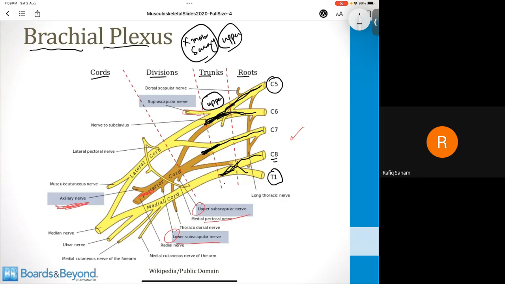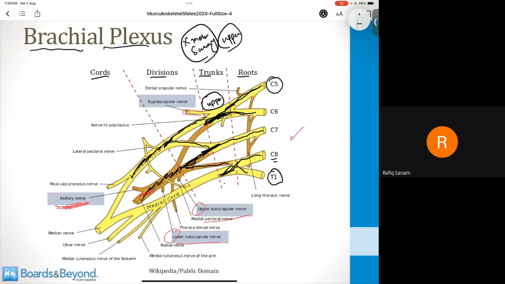Once the trunks go further, they are going to be divided into divisions, right? So from the C7 and from both the upper trunks, we are going to be having this division, right? Then C7 is going to move directly and it's going to join with the C8 to give us the posterior cord.